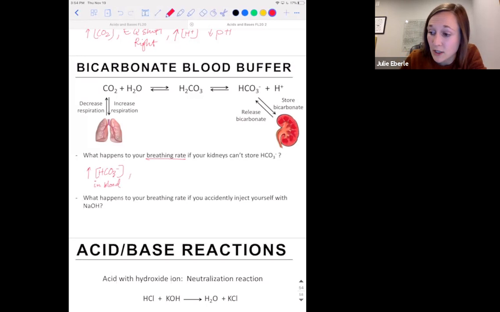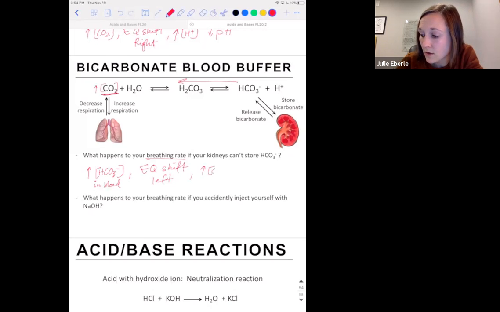Well, fortunately, we could shift equilibrium this way to reduce the amount of bicarb in our blood. If we shift equilibrium towards reactants, we'll use up some bicarb, we'll react it with H plus, and help maintain a healthy amount of bicarb in our blood. So equilibrium will shift left. If we have a buildup of bicarb in our blood, equilibrium will shift left. What would that do to the concentration of CO2? If we shift towards reactants, we're going to make more CO2. So the concentration of CO2 would go up. When you shift left, you make more reactants.